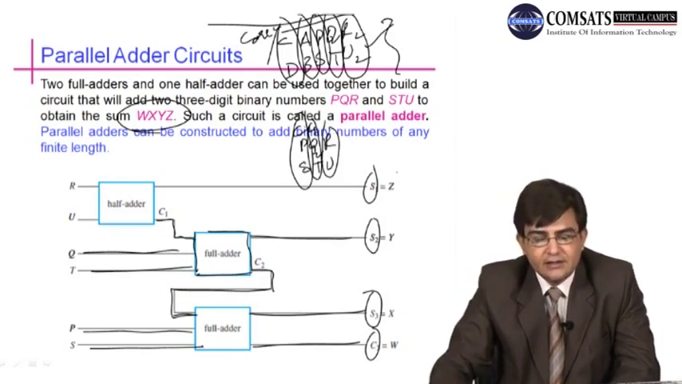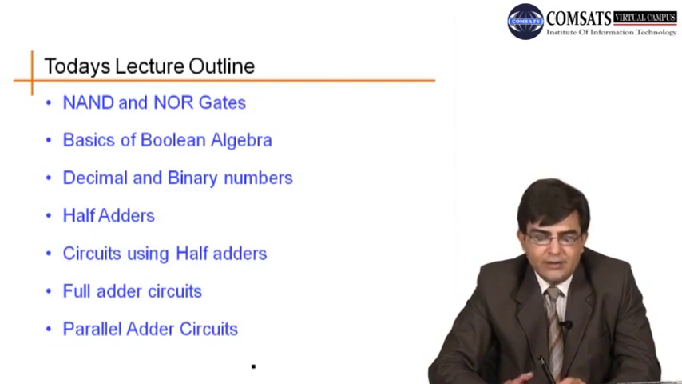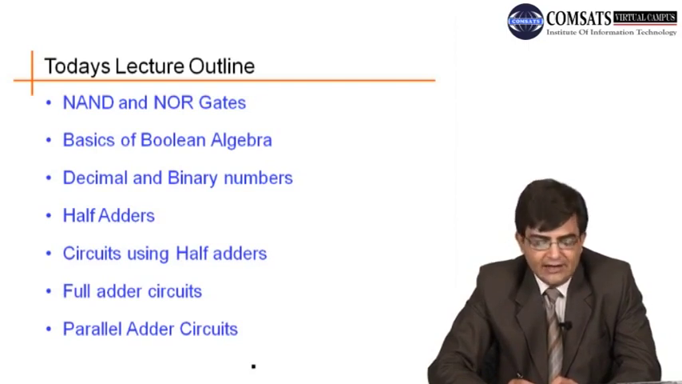I think it's enough for today. We stop here. So in today's lecture we have discussed equivalent circuits and how to reduce circuits into simple circuits. We have also discussed NAND and NOR gates, basics of Boolean algebra, how to add two binary digits, and how to convert binary into decimal and decimal into binary. We have discussed also half adder and full adder circuits, and how to add two binary numbers of any length by using parallel adder circuits.